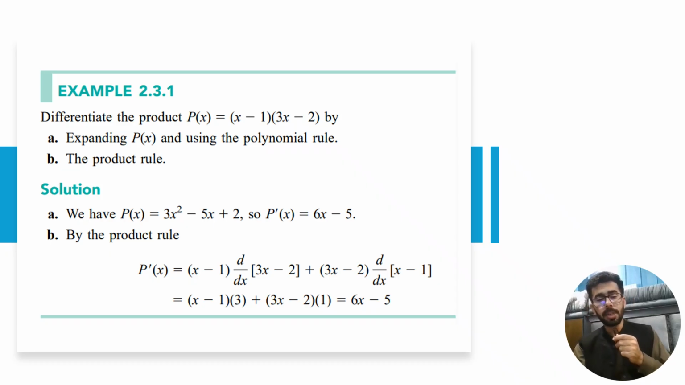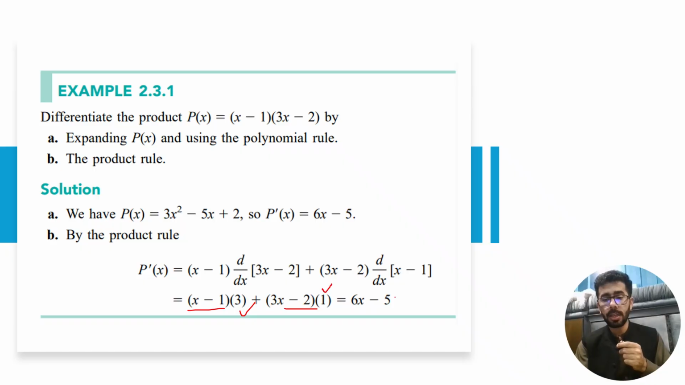Now we are doing the same derivative but using the product rule. In product rule, we'll keep the first function same, find the derivative of second, plus second function same, find the derivative of the first. If we do so, we will get this: x minus 1 is kept same, we found the derivative of 3x minus 2, which is 3. We kept 3x minus 2 the same, and we found the derivative of x minus 1, which is 1.